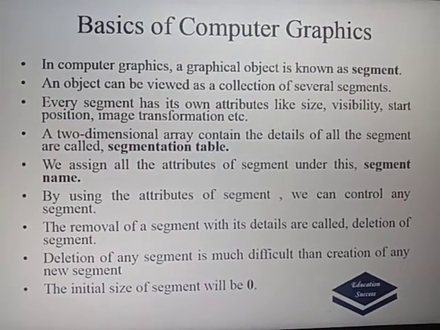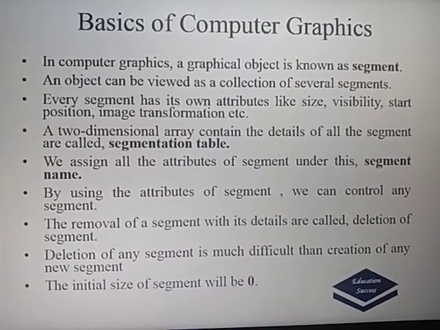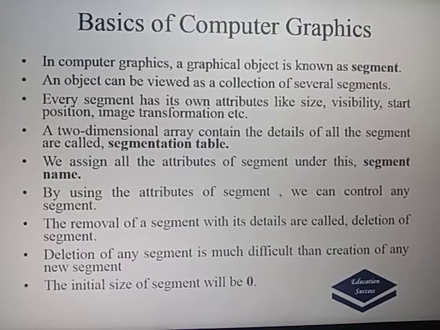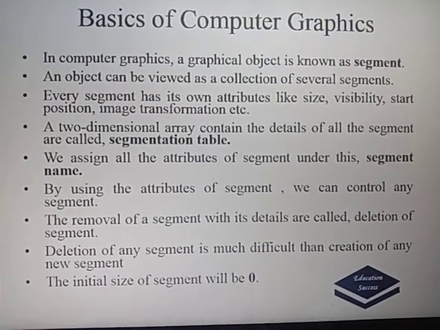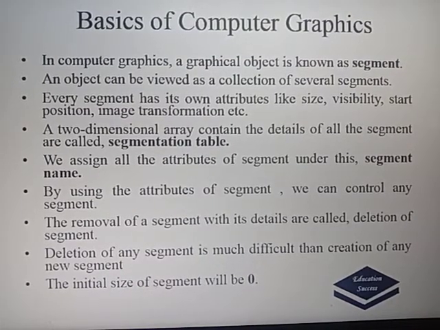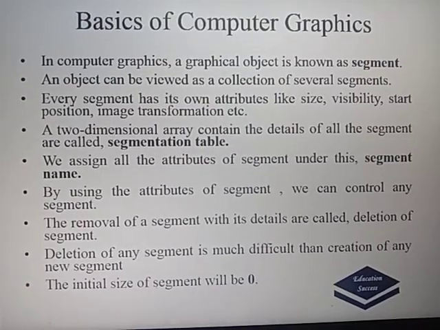In computer graphics, a graphical object is known as a segment. An object can be viewed as a collection of several segments. Every segment has its own attributes like size, visibility, start position, image transformation, etc.